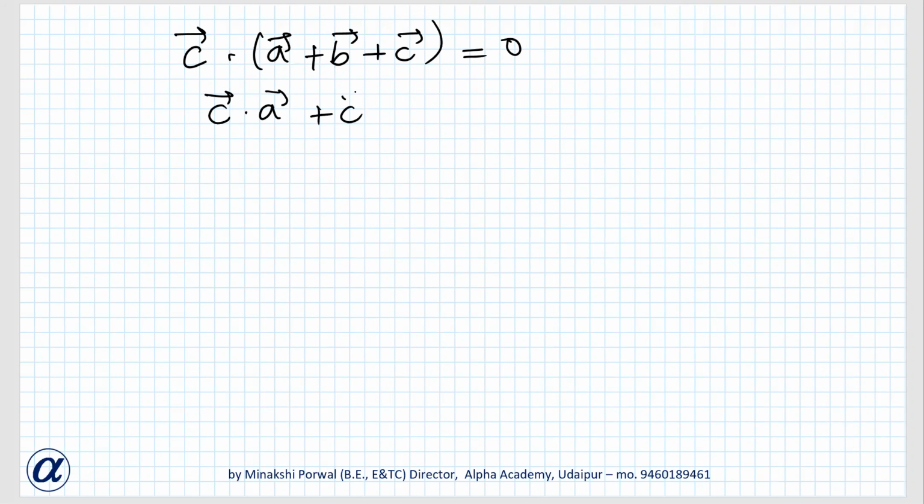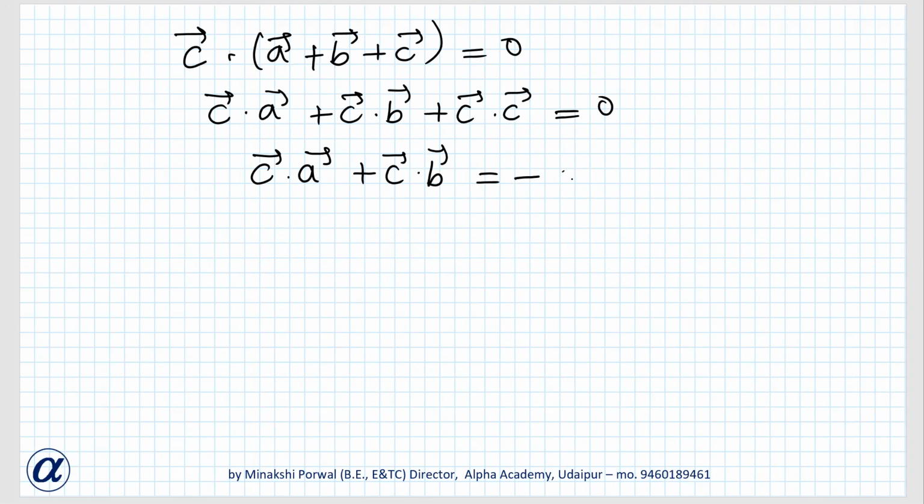Okay. Next one. C dot A plus B plus C equals to 0. So C dot A plus C dot B plus C dot C equals to 0. Or C dot A plus C dot B equals to minus of C dot C, that is equal to minus of mod of C square, that is equal to minus of 2 square, that is minus 4. Okay. Now this is equation 3.